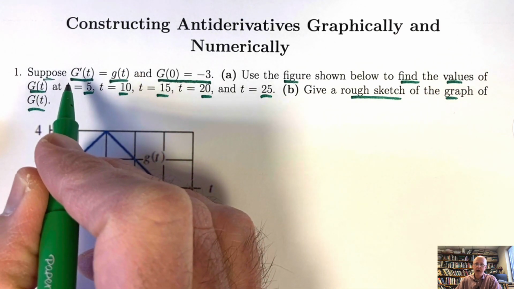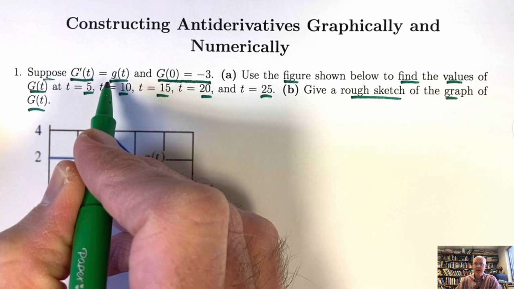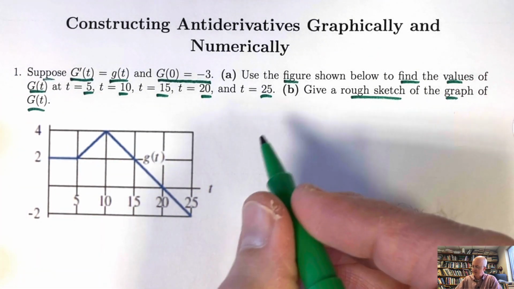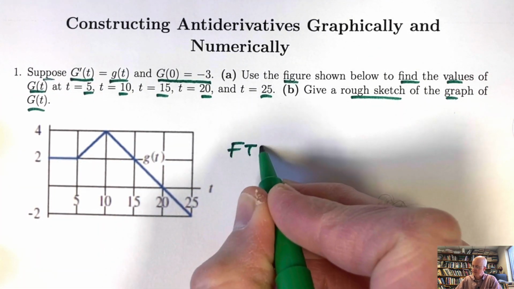The derivative of capital G equals little g. Therefore, capital G is assumed to be an antiderivative of little g. And we're going to use the fundamental theorem of calculus to help us do this problem.